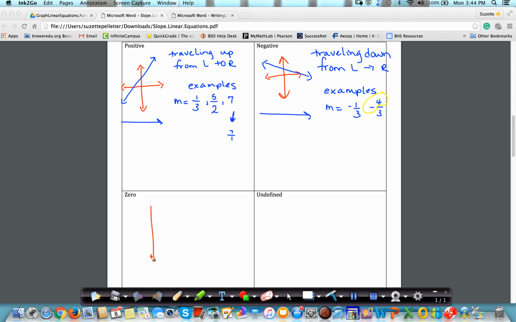Zero slope. Again, this doesn't seem to be the one that really gets us confused. And a zero slope is a line that neither rises or falls. It is a flat line. It's not rising, it's not falling, it's just a flat line. It has a slope of 0, okay?